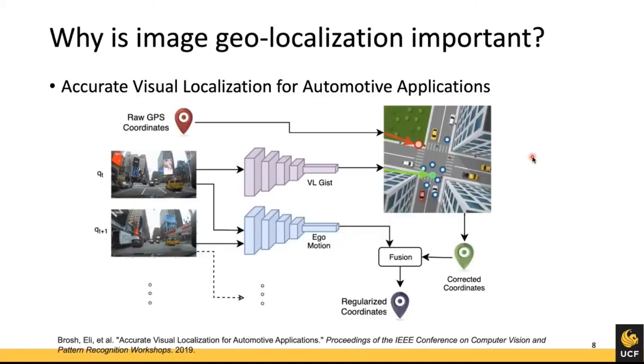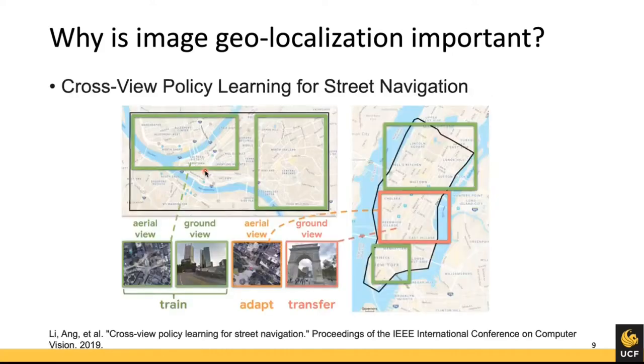Image geolocalization is very important for various real-world applications. For example, we can use it for automotive applications. Maybe the phone GPS you have is very noisy and not very accurate. We can use image geolocalization methods to calibrate or refine the GPS location for navigation. We can also directly use image geolocalization for street navigation.